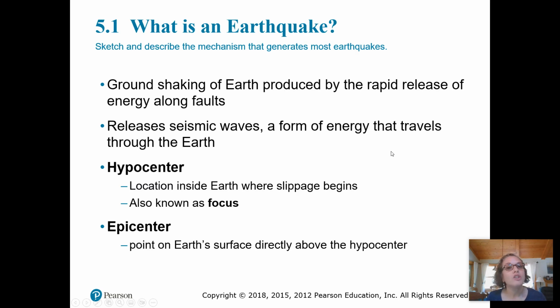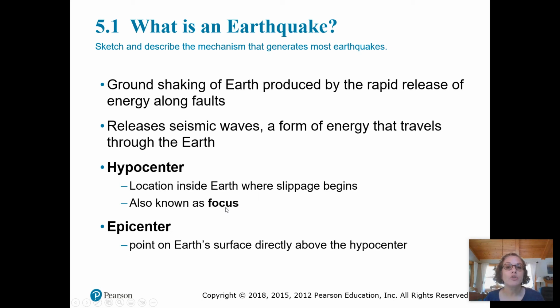So, an earthquake is the shaking of the ground caused by a rapid release of energy along areas called faults. As a result, there are seismic waves, which are waves of energy that travel through the earth and along the surface. There are two words here that mean the same thing for the location inside the earth where the slipping actually begins. It's either called a hypocenter or a focus. This is again in the ground where the slippage of the rocks begins.